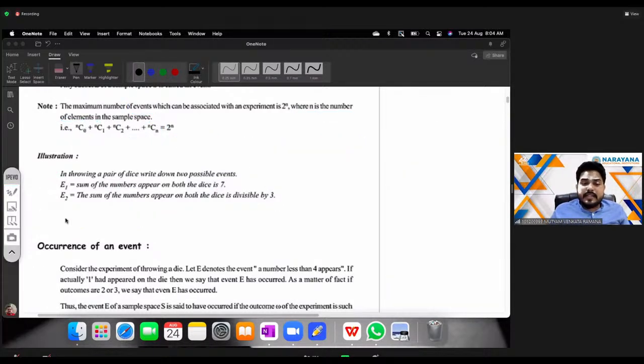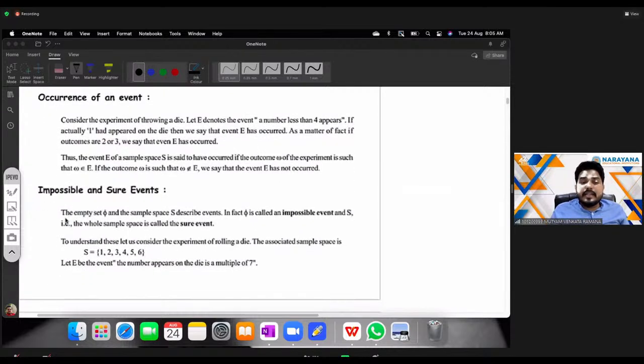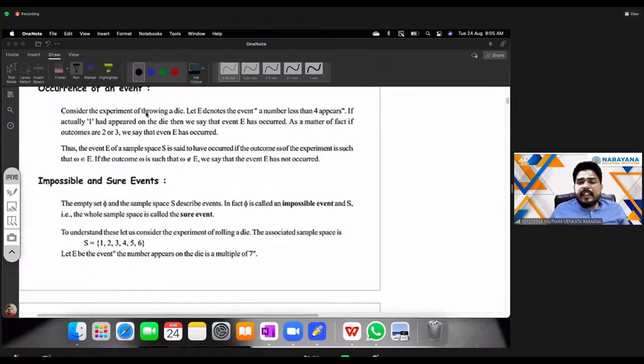Next one is occurrence of an event. Consider an experiment of throwing a dice. Let E denote the event that a number less than 4 appears. If 1 had appeared on the dice, then we say event E has occurred. As a matter of fact, if the outcome is 1, 2 or 3, we say the event has occurred. Anything satisfying our condition means the event has occurred.